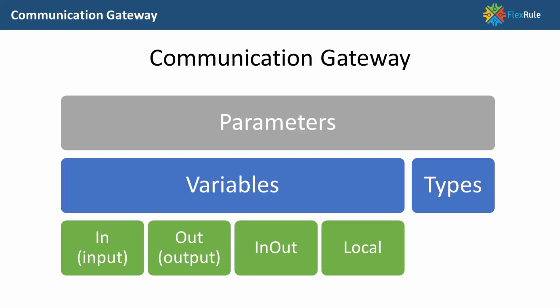In FlexRule, there are two types of parameters: variable parameters, which are a placeholder for values, and type parameters. Variable parameters can define four directions for communication. Firstly, input parameters allow your application to send some input and permit the logic to process this information. Secondly, after this process is finished, your application can collect the result from output parameters.